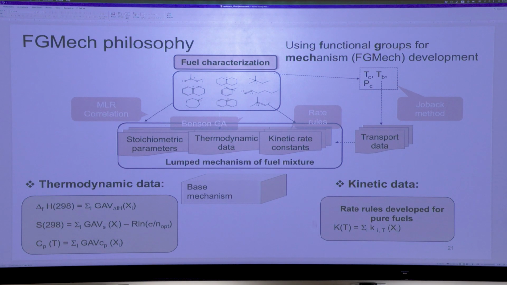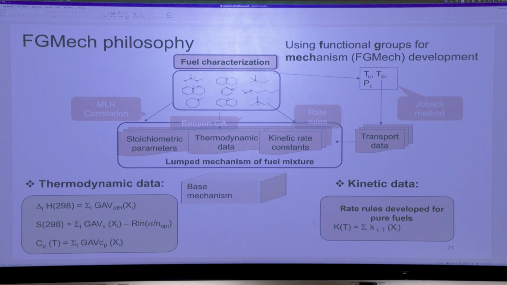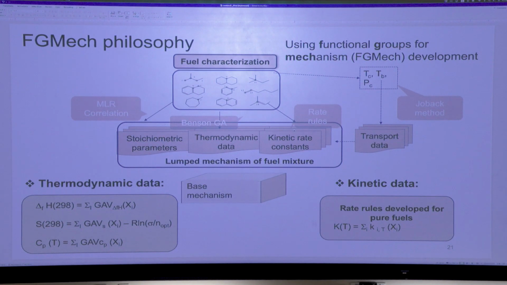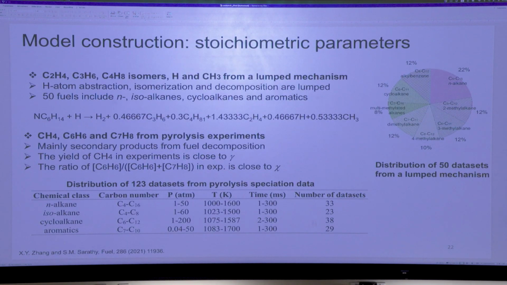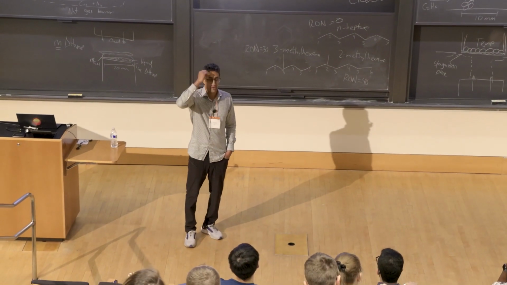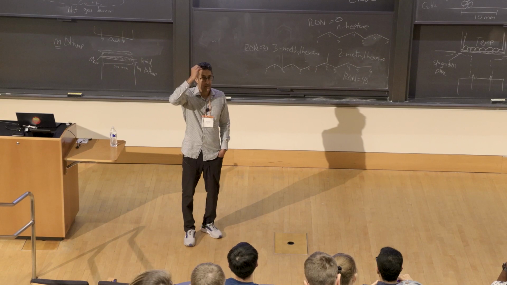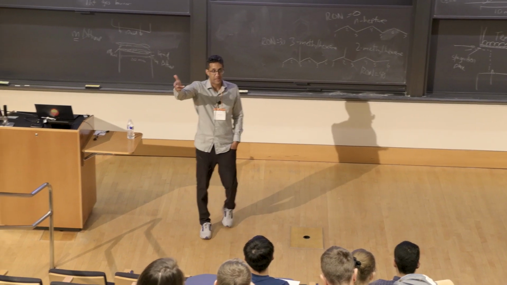And then also you need rate rules, or kinetic rate constants, and I'll talk about how we get the kinetic rate constants as well for functional groups. And all of this is put onto a base model, which is a standard hydrogen, oxygen, and C0, C1 model. Okay, so first, the stoichiometric parameters. Again, we need to predict, in the HiChem model, the stoichiometric parameters, which are related to the yield of those intermediate species, which are very important.